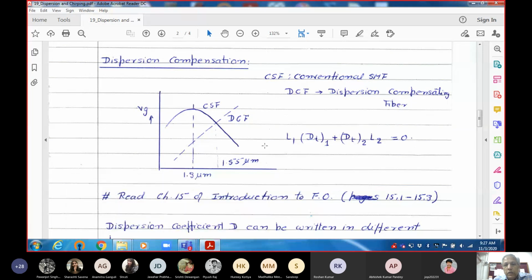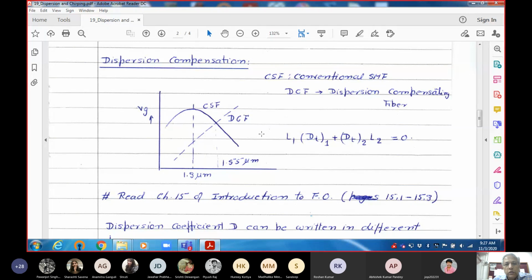The very simple principle is that the total dispersion developed in the first fiber and the second fiber should be equal to 0. If the dispersion coefficient of the first fiber is Dt1 and its length is L1, and Dt2 is the dispersion coefficient of the dispersion compensating fiber with length L2, then Dt1 L1 plus Dt2 L2 should be equal to 0. Only thing is that we should have a fiber so that Dt2 is extremely high compared to Dt1, so that a very short length of the fiber introduced in the link would be able to compensate the positive dispersion developed in the fiber.